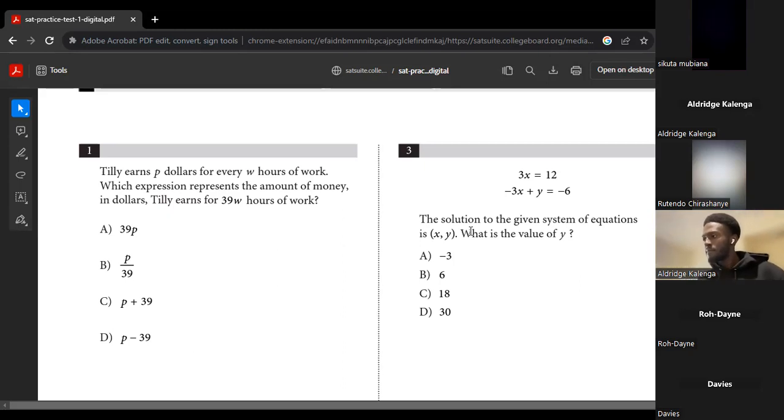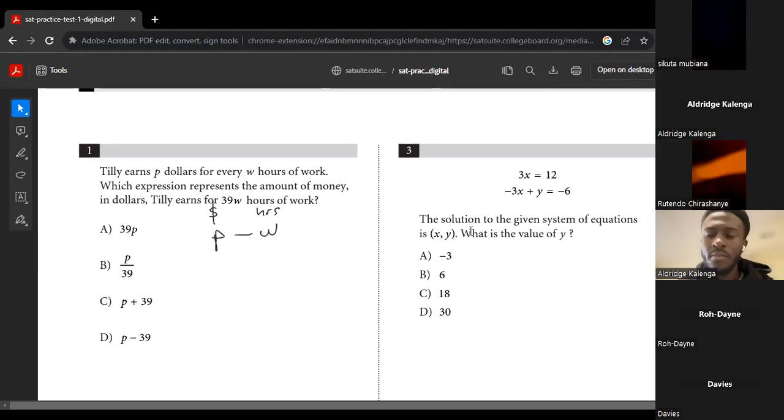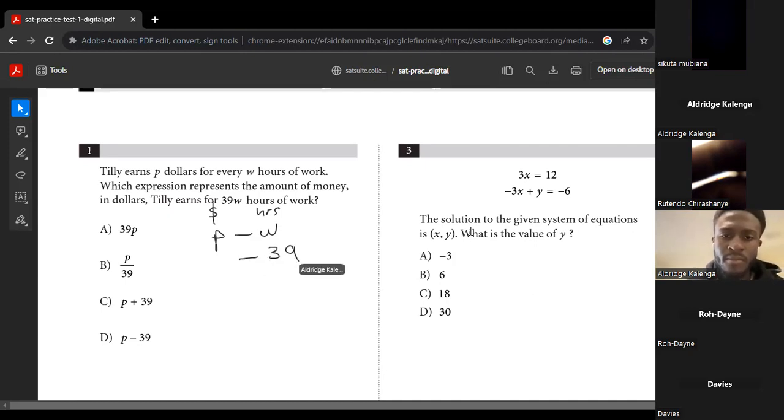My approach is, since we've been told that the person earns $P for every W hours of work, I will say P dollars is equivalent to W hours of work. And I've been asked to find the amount of money that the person will be given for 39 hours of work. So where there's the number of hours of work, put 39. Then where there's the amount of money, put A. I should put what? A?